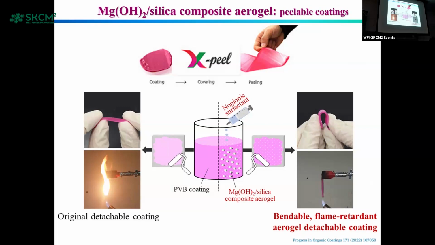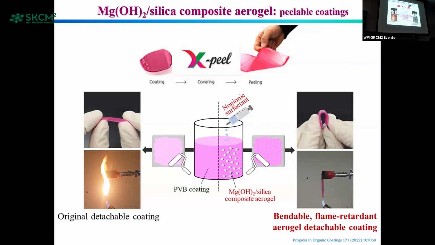In this peelable paint, we wanted to decrease the TZ value and increase the flame retardancy of the paint. We achieved that by using our magnesium hydroxide silica composite aerogel. We immersed magnesium hydroxide while synthesizing the silica aerogels. It is good for flame retardancy.